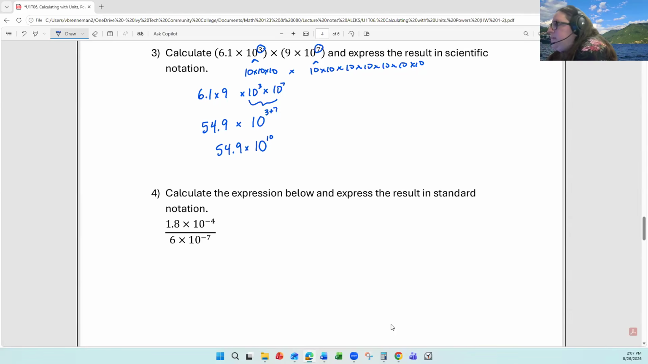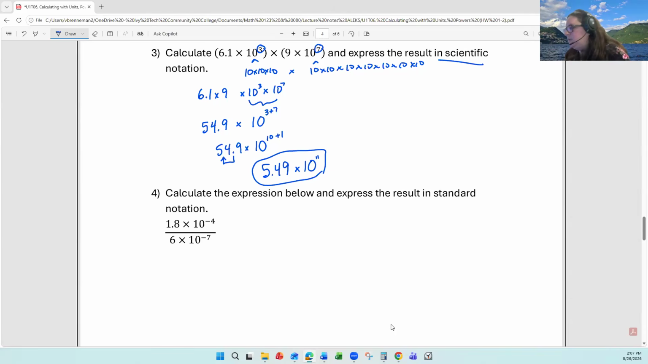But if I want that result to be in scientific notation, this is not scientific notation. The 54.9 is too big. I move the decimal point and add 1 to the power because that power wasn't quite high enough. It's going to be 5.49 times 10 to the 11th. And I didn't have to go into standard form to do that. Now, if your calculator has scientific notation, you may be able to figure out how to get your calculator to do this for you. That's fine.